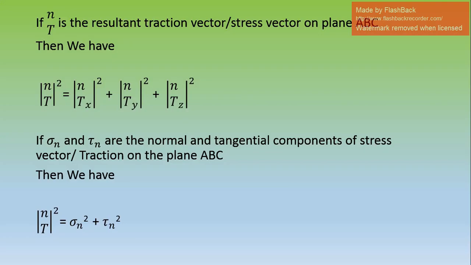If Tn is the resultant traction vector or stress vector on a plane ABC, then according to three-dimensional geometry, Tn square is equal to Tnx square plus Tny square plus Tnz square. That means the squares of the components will give the square of the resultant vector. If sigma n and tau n are the normal and tangential components of the stress vector or traction on the plane ABC, then the normal component square plus the tangential component square gives the resultant Tn square.